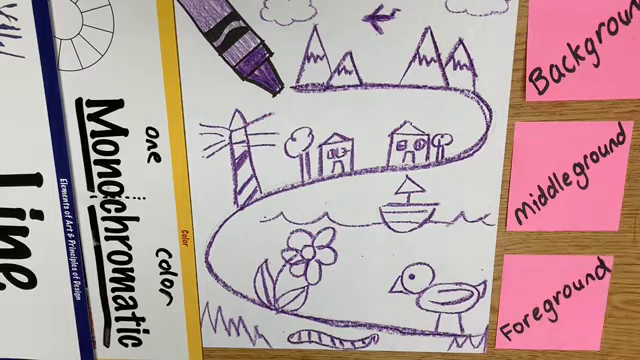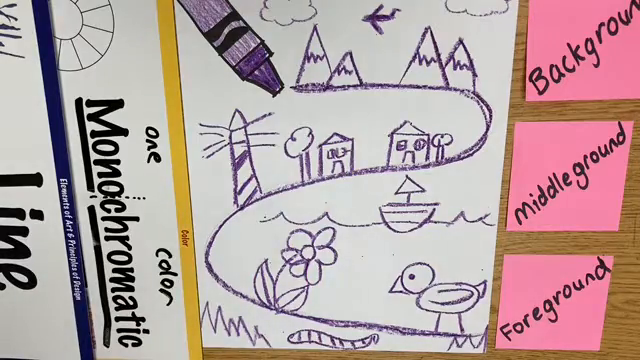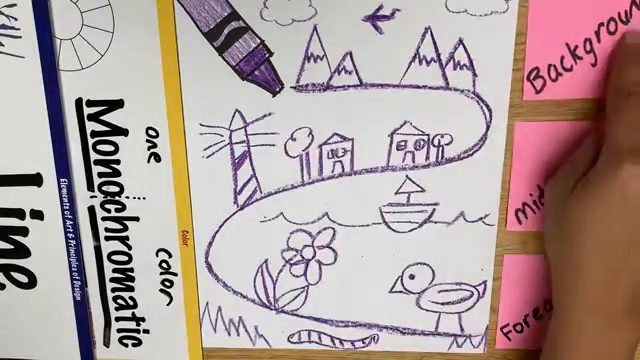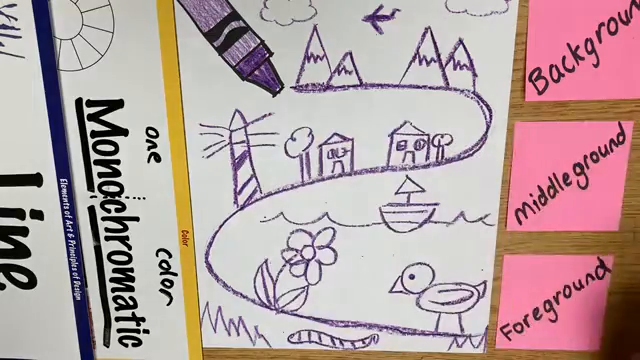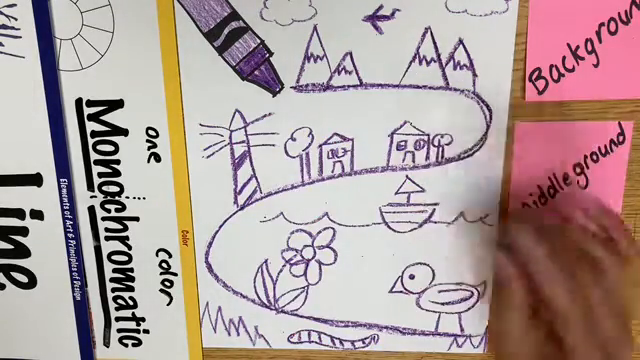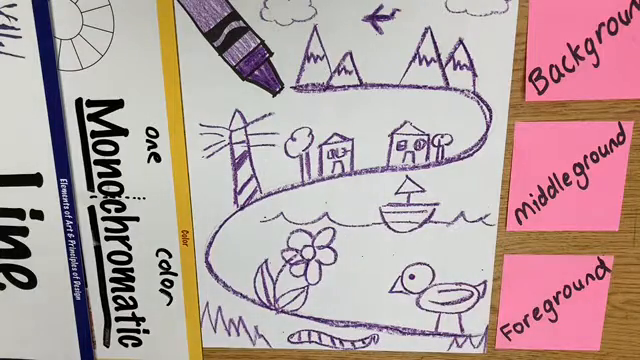And there you go. You've drawn a monochromatic landscape, kind of like Harold's picture. And you did it by showing us background, things that are far away, middle ground, things that are medium far away and a little bit bigger, and then foreground, things that are really big because they're close to us.